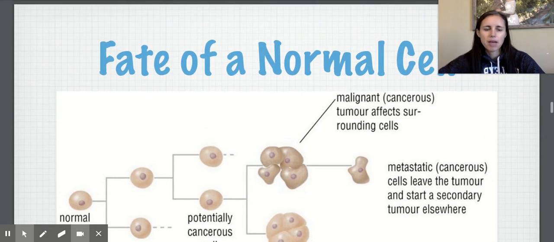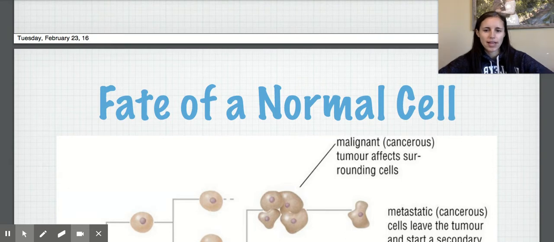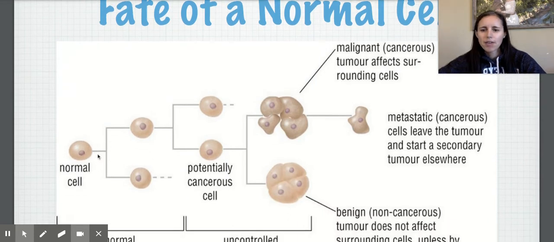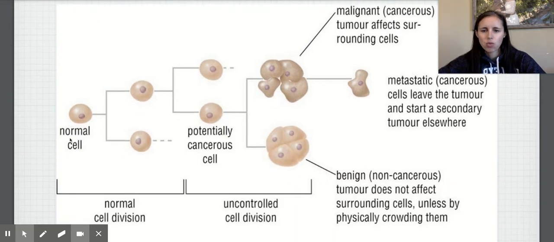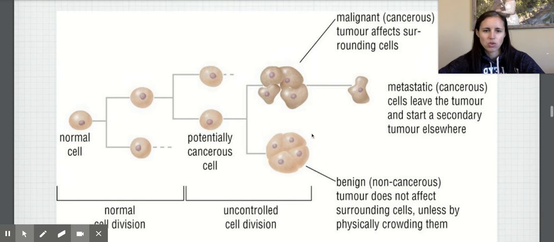Let's talk a little bit about what a normal cell might look like and what the fate of a normal cell is. We're going to talk about this a bit more in our next note as well. So we have our normal cell. This is in the normal range of cell division. This cell is going to go ahead and divide. So once a cell divides, it's got two cells. And then these cells are then going to divide again. So you would eventually have 4 cells, and so on and so forth.